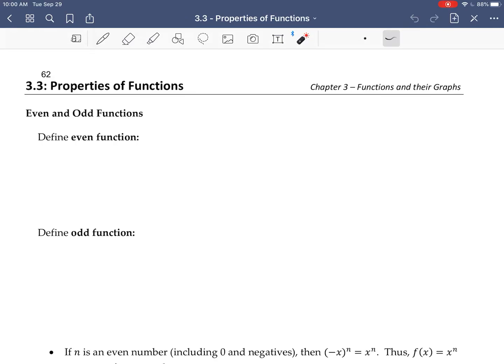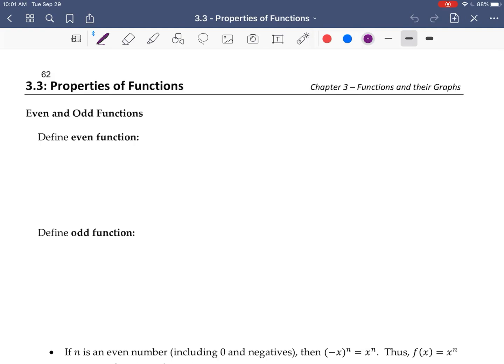In this video, we're going to talk about some properties of functions. The first property is a symmetry property. So we've actually already talked about these, even and odd functions. That means they have even symmetry or odd symmetry. These are symmetries we've seen before, but we're going to see a slightly different-looking way to check for it.